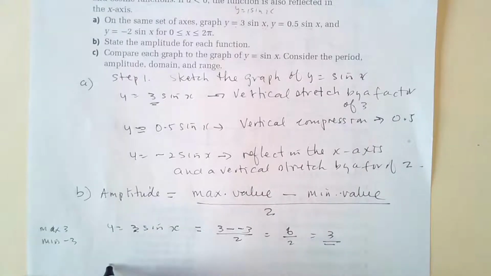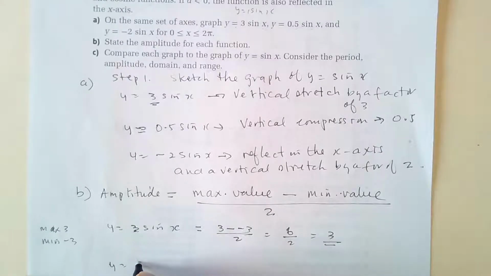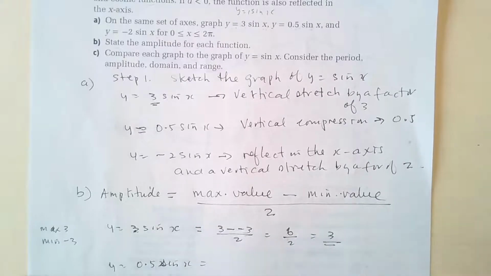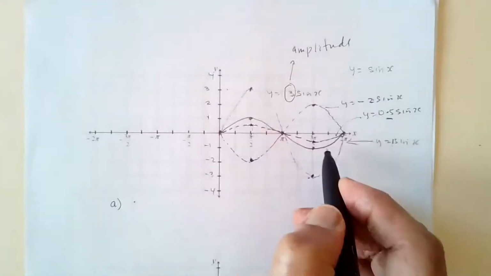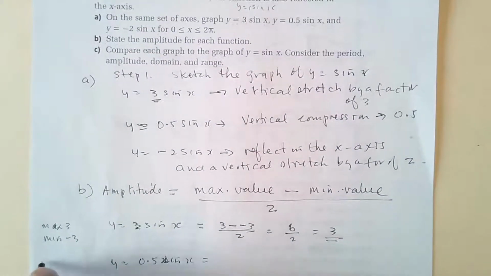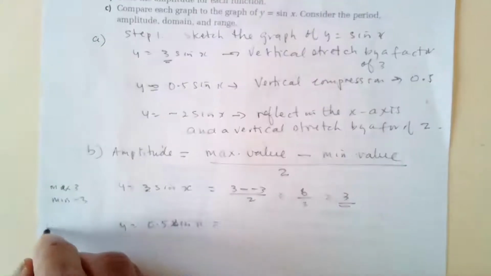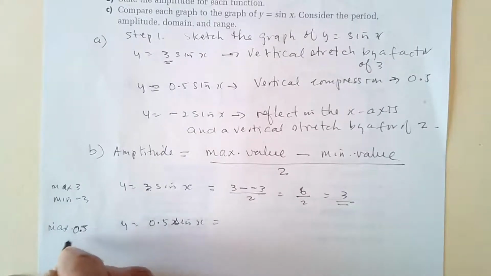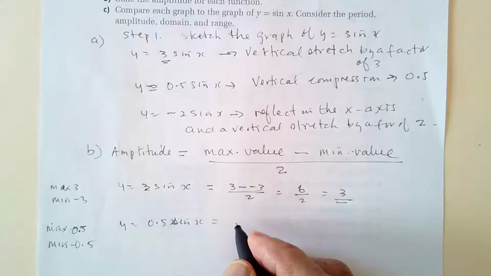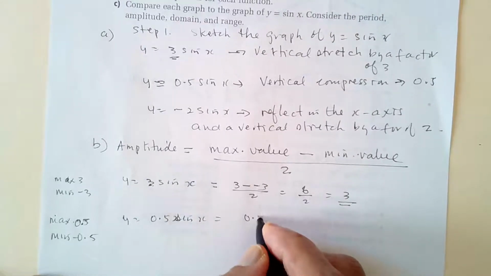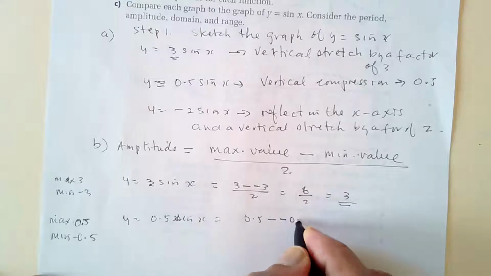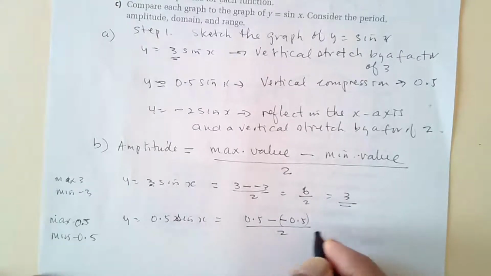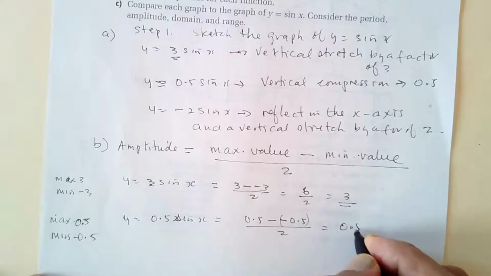For y equals 0.5 sine x, go back to the graph, it is from -0.5 to 0.5. So the maximum is 0.5 and minimum is -0.5. So here we have 0.5 minus -0.5 over 2, which gives us 0.5.